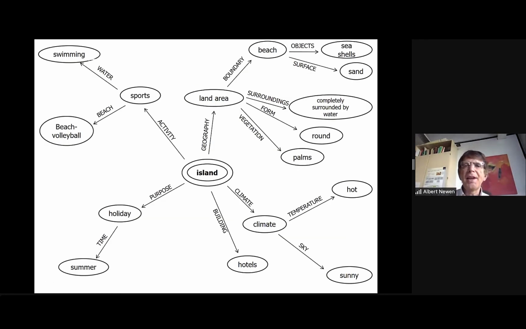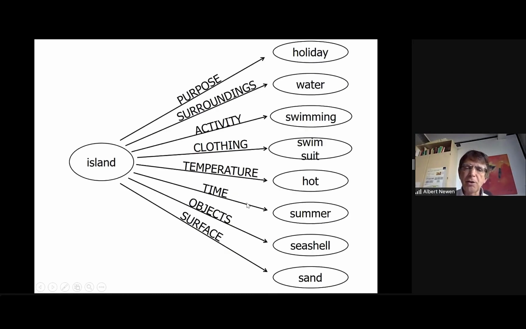Now, in a further part, when children become up to 7 years, they structure the information and distinguish. On the left side, you have a kind of affordances, what you can do. You can do sports, especially swimming, and you can do your holidays, especially in summer. And on the right side, you distinguish properties of the object of island. It has a certain geography, and it has a certain climate.